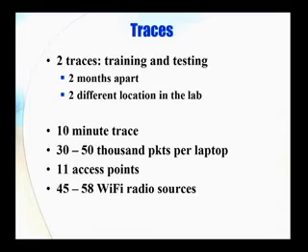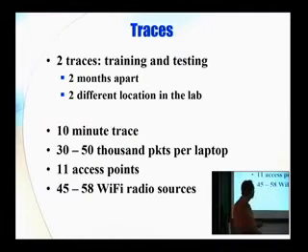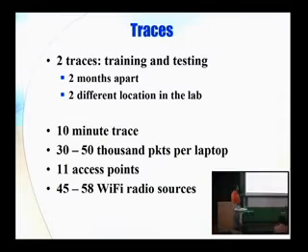We collected it 2 months later and in a different place in our lab just to make sure that there was no location-specific abnormality that would give us erroneous results. To give you an idea of how big the traces are, in about 10 minutes, each of the devices was able to detect between 30 and 50,000 packets. We detected about 11 access points, but the traces themselves have many more Wi-Fi sources because, well, these are just the access points, but we also have clients that are using those access points.